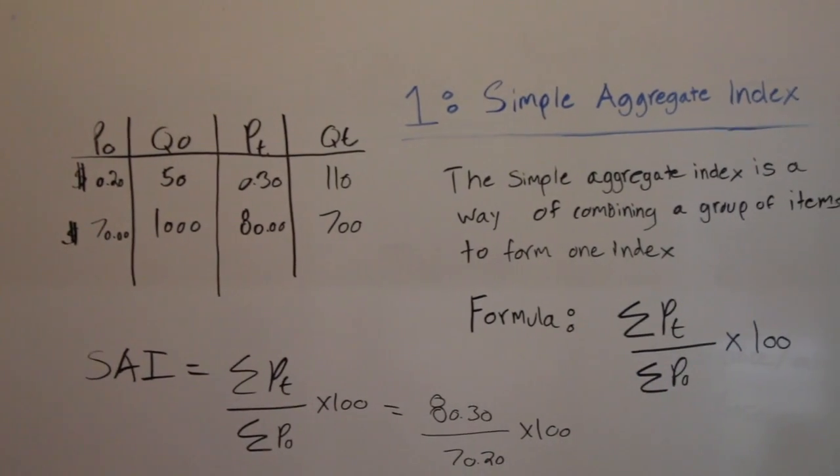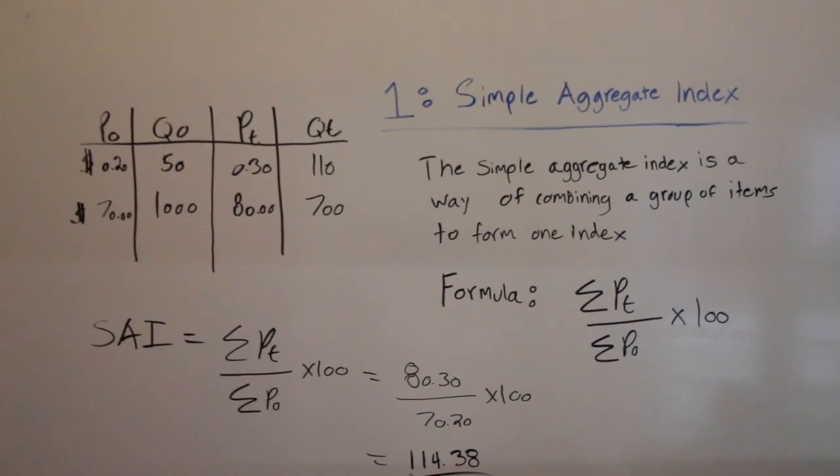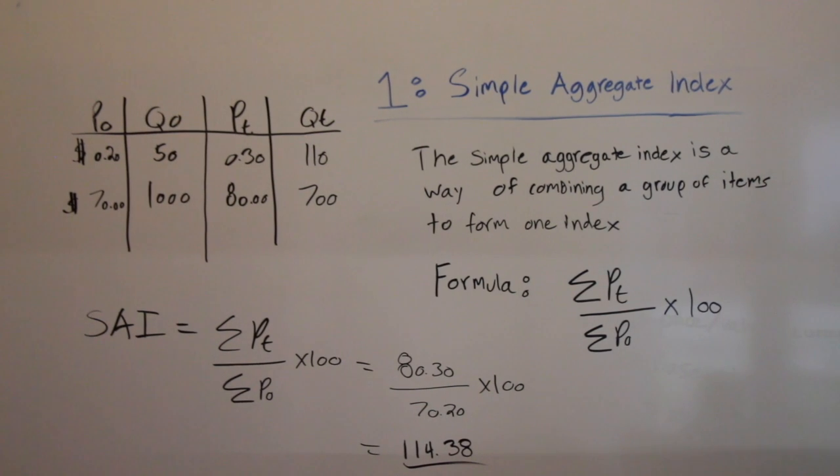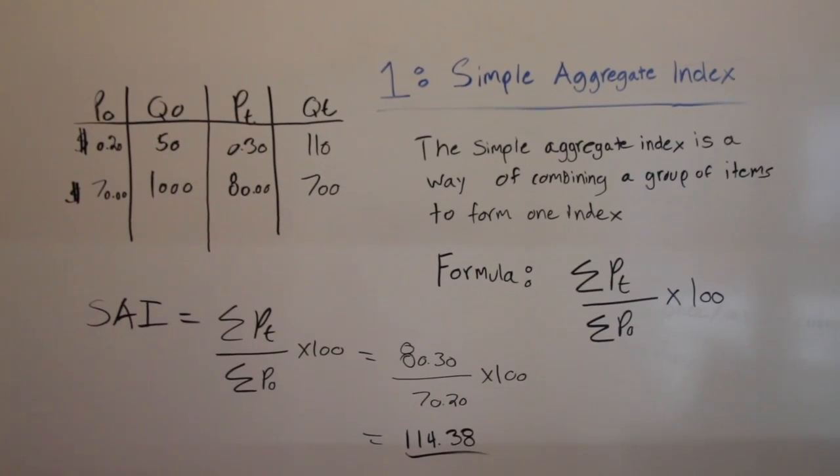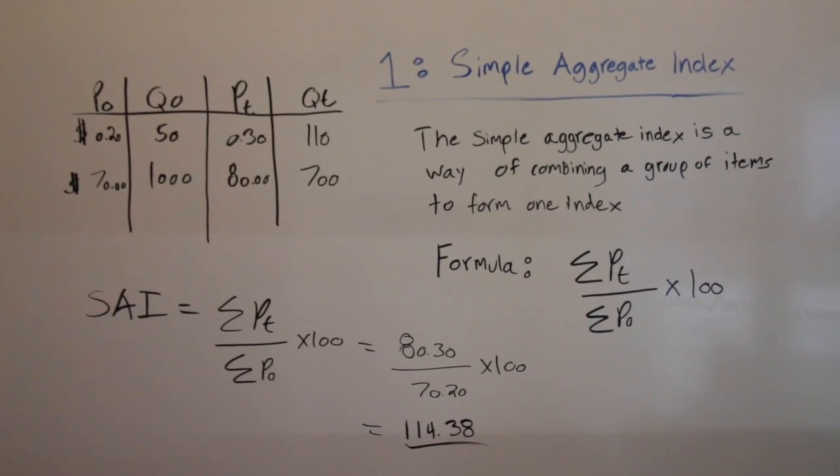Take 80 plus 0.30, PT column, you add it up. Here, why don't I, should I, yeah, just go and explain it. Go for it.